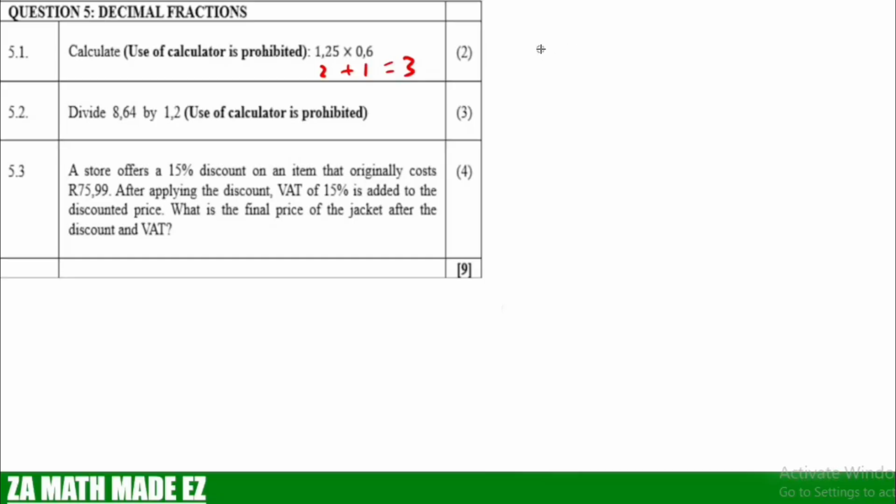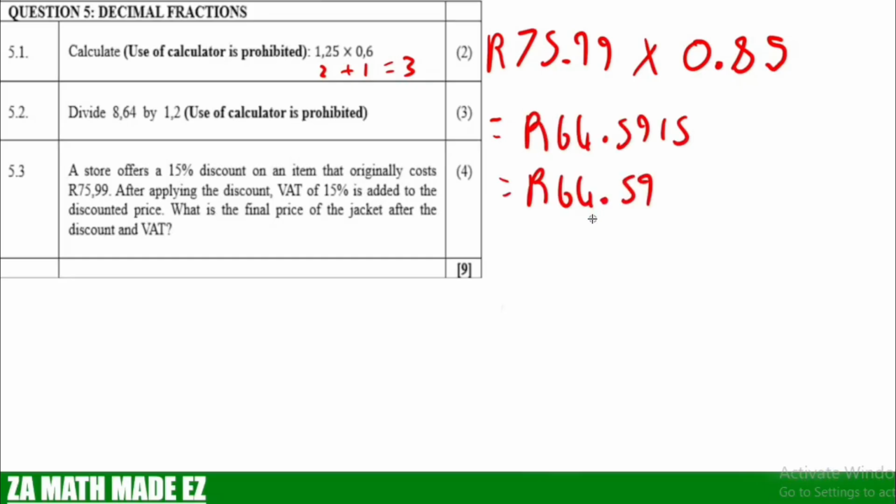Let's just take into account the discount first. So we take 75.99 Rand and we times that by 0.85. The 0.85 is 1 minus 0.15. That's how I got to 0.85. I'm using different methods just so I can show you guys new ways of calculating these things. So you can punch this in your calculator.